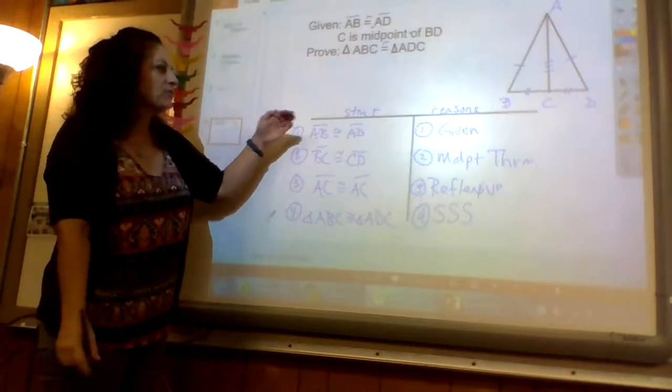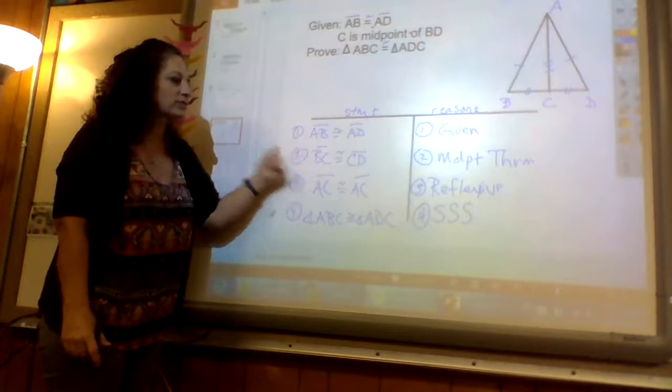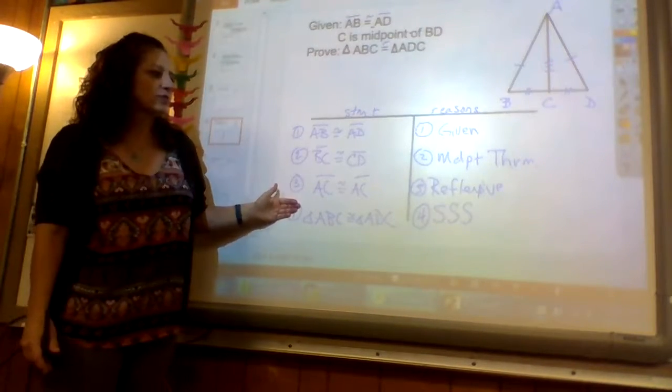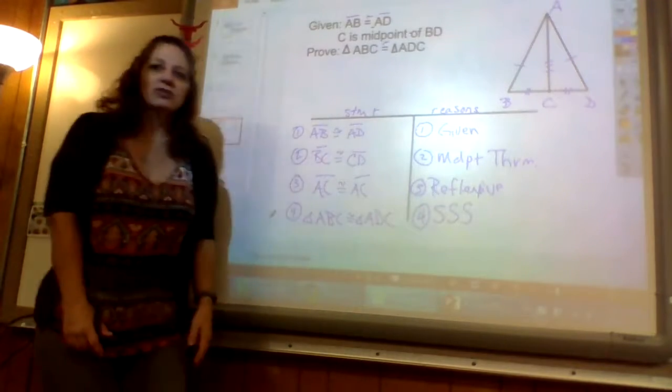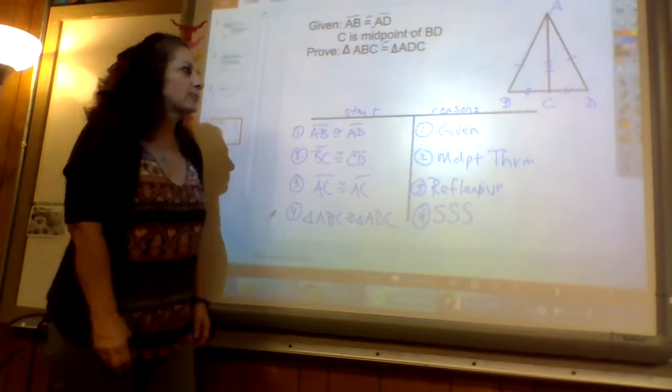Okay, so going through our proof again, you had a side, you found another side because of the midpoint theorem, you found another side because of the reflexive property. You've got all three sets of information for side, side, side, congruent triangles. Okay? Yes.